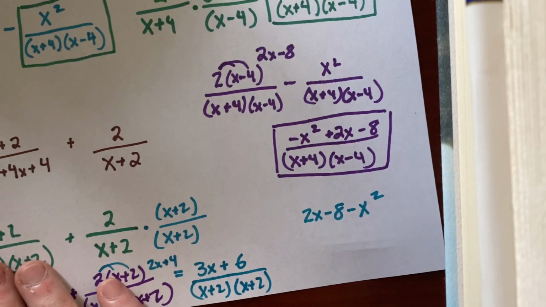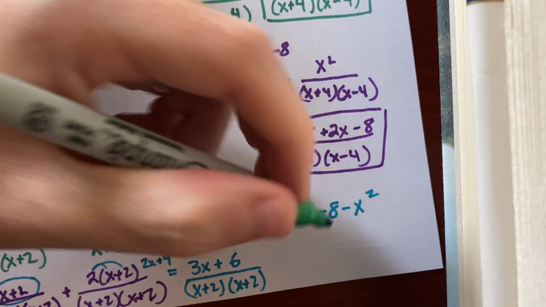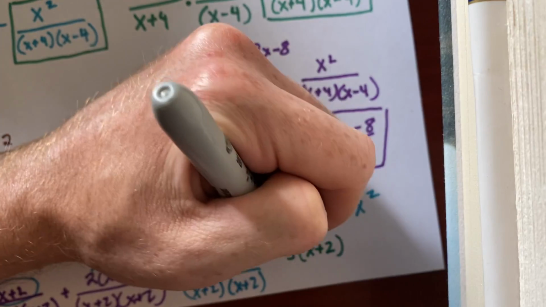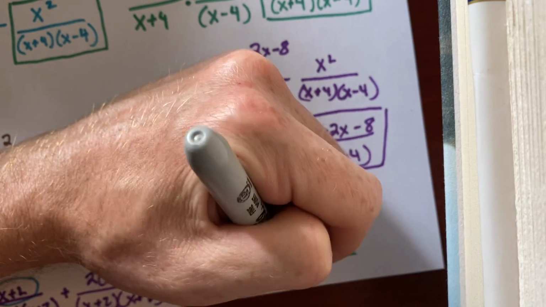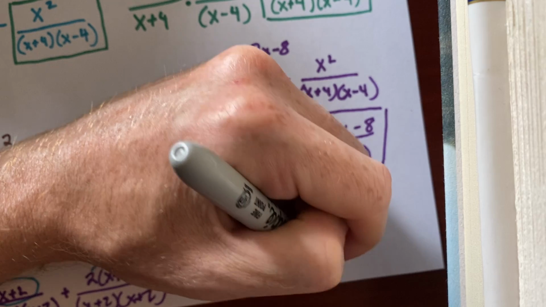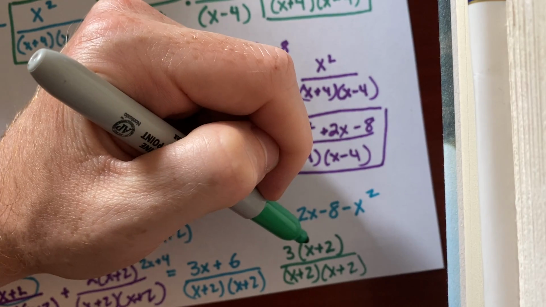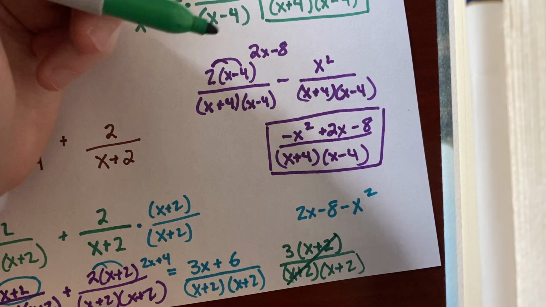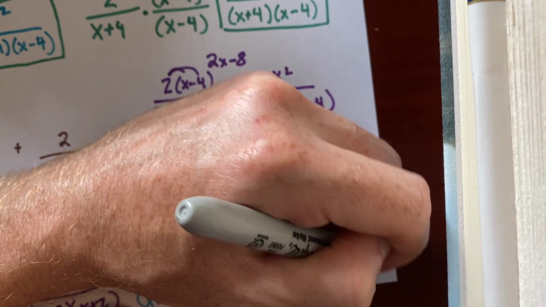Let's see if we can simplify this numerator at all. Do you agree with me that I can pull out a 3 from both of these terms? If I do, I get this, right? Because if I were to redistribute this, I would get 3x plus 6 over x plus 2 and x plus 2. And what we learned last week when we're simplifying rational expressions is if you have the same factor in both the numerator and denominator, you can cross those off. So those x plus 2's will cancel out. So final answer is 3 over x plus 2.